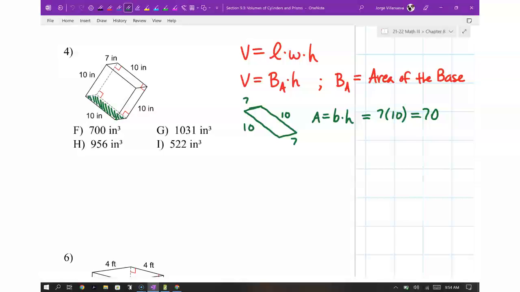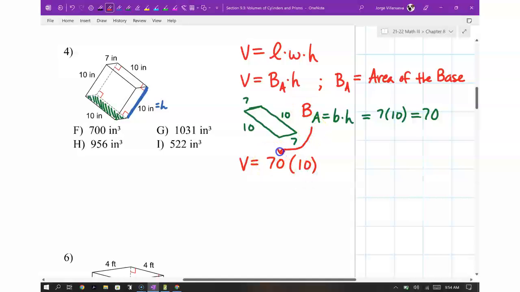What's the height of my object? 10, right? It's right here. That's going to be h. So let me just multiply this answer. So volume equals base area. That's 70 times 10. Okay? If anything, let me put B sub A right here so you guys know where that number came from. 70 times 10. That's 700. And the units are inches cubed.